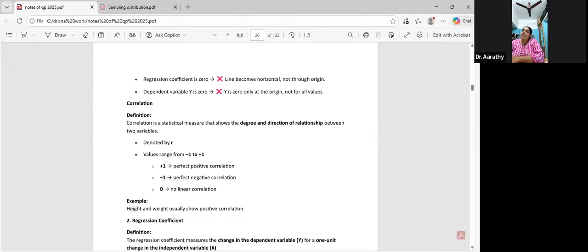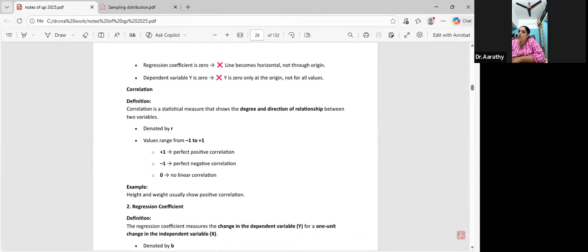So correlation, I'll just let you know what correlation is. Correlation is a statistical measure that shows the degree and direction of a relationship between two variables, that is, independent variable X and dependent variable Y, how they are related and how much degree of relationship there is between them. Even if I explain this now, you might not understand anything. You might only get the sentence meaning, and it is not needed also. I'm just giving you the definitions alone.